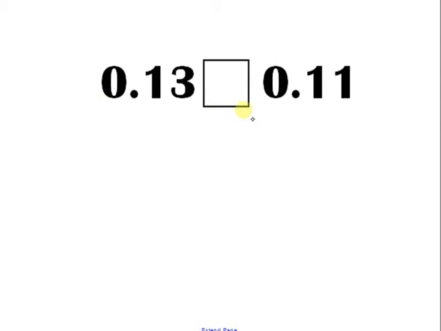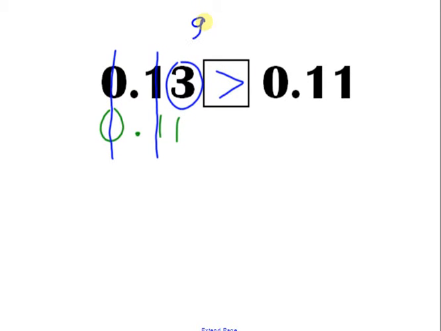All right, so 0.13 and 0.11, I'm going to drag this guy over here, 0.11, and I'm going to go ahead and compare. 0 and 0 are the same, 1 and 1 are the same, then I have 3 and 1. The 3 is bigger, so I'm going to put a greater than sign there. And remember, this is a greater than sign because we read from left to right, and this is greater over here.